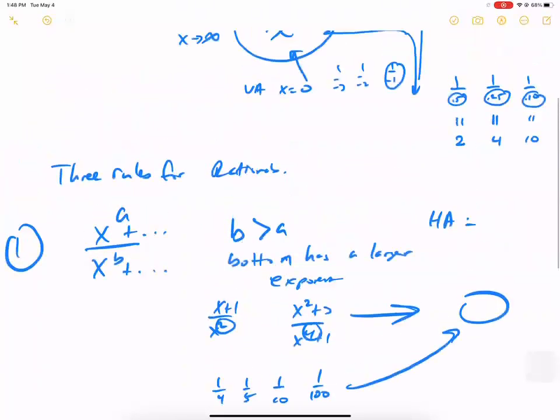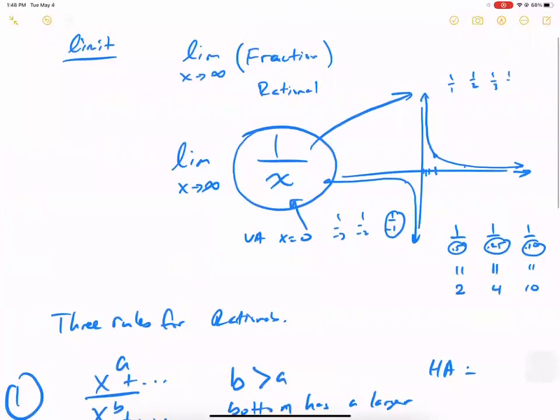And that's exactly what happens here. What has a bigger exponent, the 1 on top or the x on the bottom? The x on the bottom has a larger exponent, so as x gets larger, it buries the top, and we get buried to 0. And that's actually what our first goal is.